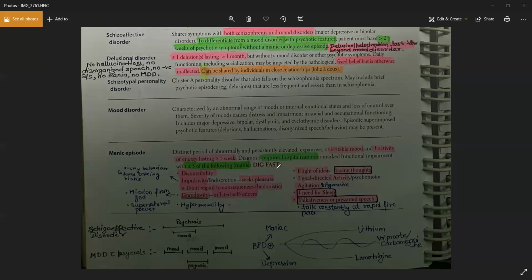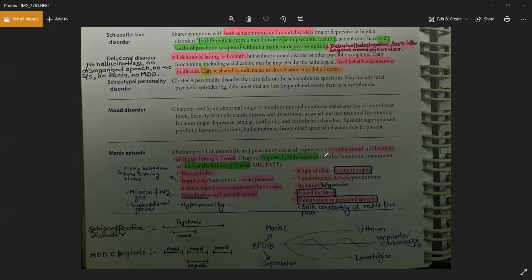Please note, you will have 7 symptoms, the DIGFAST. Okay, you need at least 3 symptoms for more than 1 week, and 1 symptom must be a decrease in the need for sleep, and that is a must. Patients should not be able to sleep for more than 1 week.